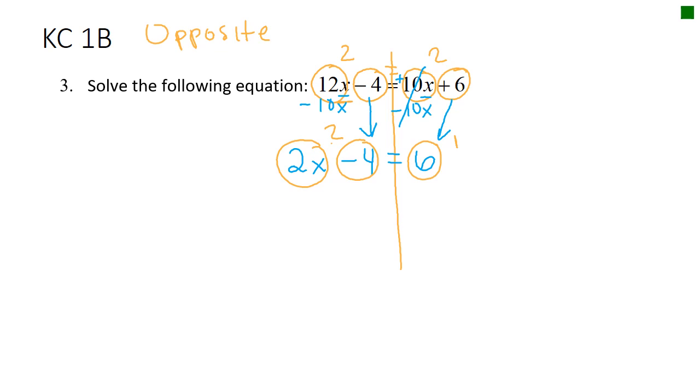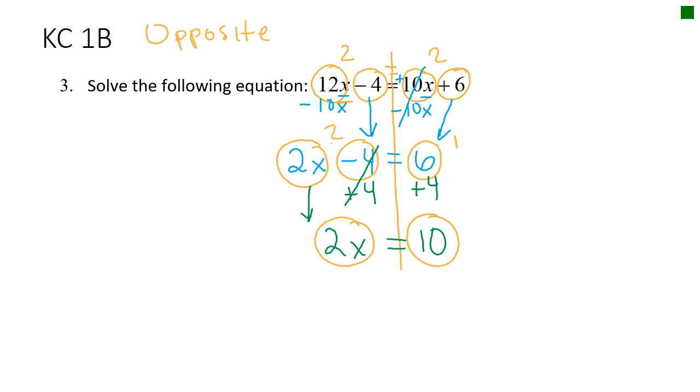The negative 4, to get rid of it, I have to do the opposite. It has a negative, so that means it's subtracting. The opposite of subtracting is adding 4. And I said it, whatever you do to one side, you gotta do it to the other side. Well, negative 4 plus 4 cancels out. 2x is all I have left. And 6 plus 4 gives me 10. Okay, again, how many terms do I have on this side? 1 and 1.